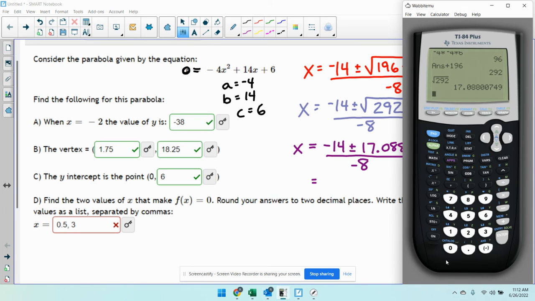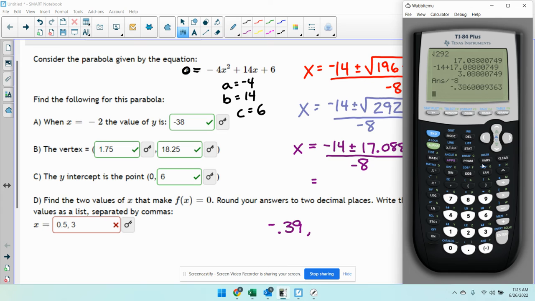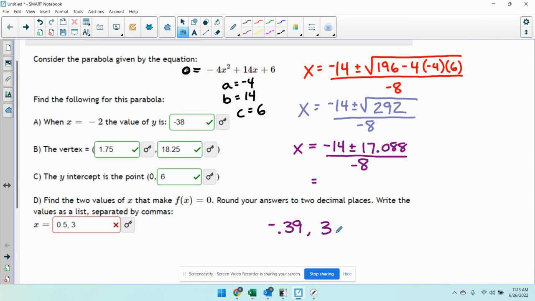So I'm going to take the top, do negative 14 plus that, divided by negative 8. I get negative 0.386. To 2 decimal places that would be negative 0.39. And I'll take the same thing, but I'm going to subtract and then divide by negative 8. 3.886 or 3.89. So these are my two values.